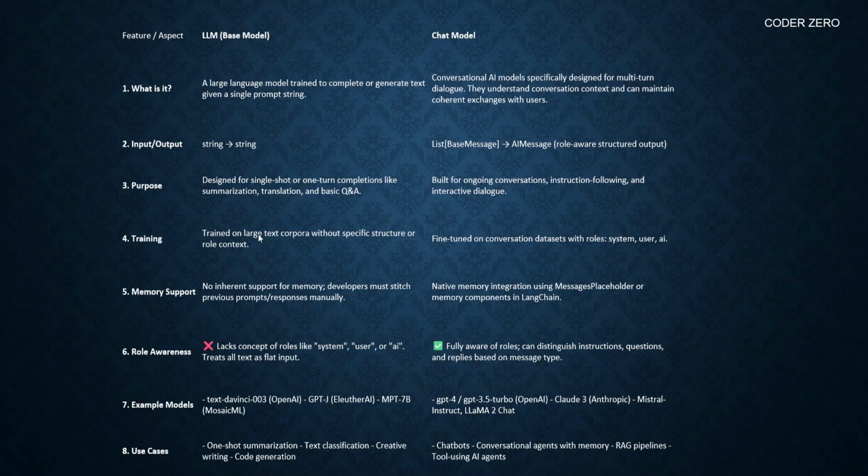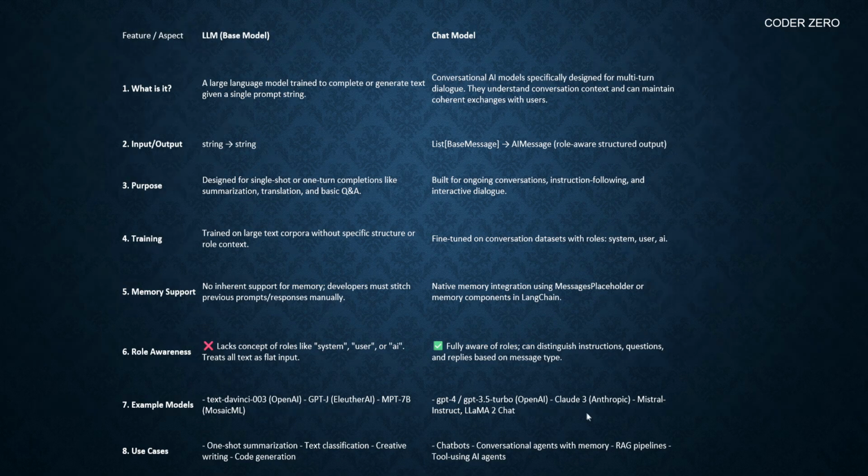Now this is trained on large text corpora without specific structure or role context. And chat model is fine-tuned on conversation datasets with roles such as system, user, and AI. So there is no inherent support for memory in the base model, while we have native support in chat model. Then there is no role awareness in case of base model. Chat models are fully aware of roles and can distinguish instructions, questions, and replies based on the message type.